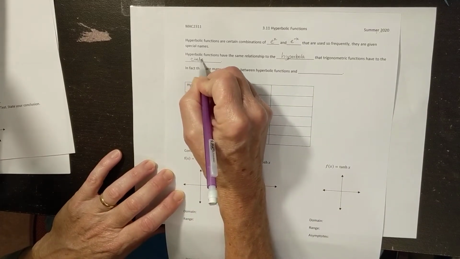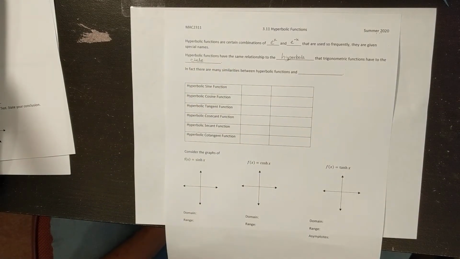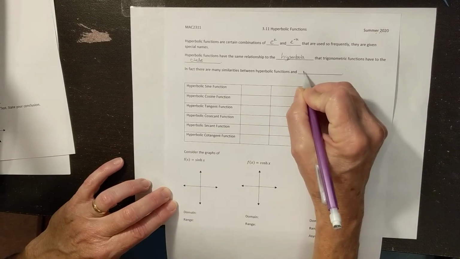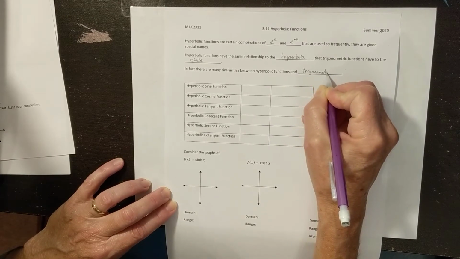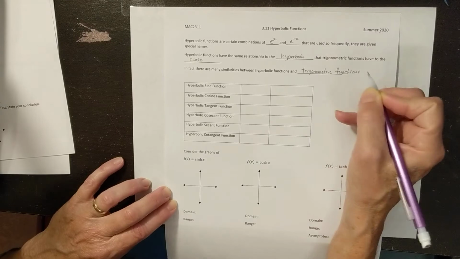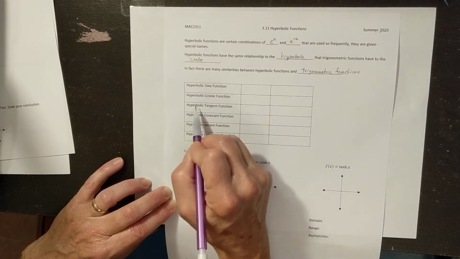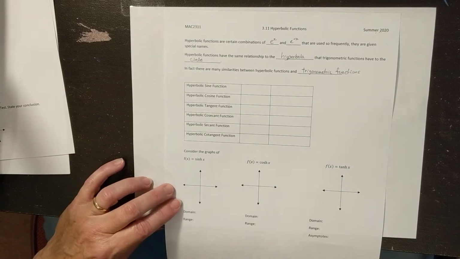If you recall trig functions, sine, cosine, tangent, secant, cosecant, and cotangent, those relate to the circle, and these hyperbolic functions relate to a hyperbola. There are many similarities between hyperbolic functions and trigonometric functions. And so for that reason, they got named hyperbolic sine, hyperbolic cosine. They got named with a trig name because there are so many similarities.